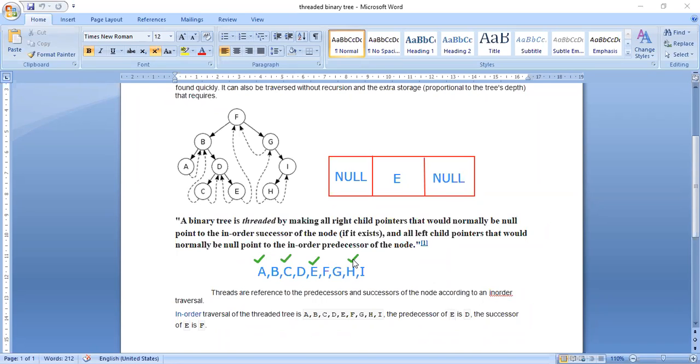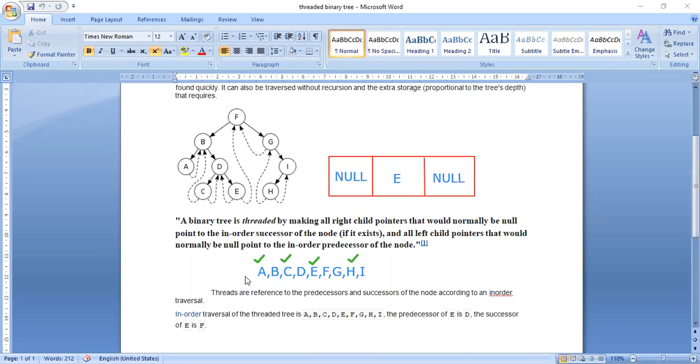H. So the tick marks represent the leaf nodes. Now what he is telling is, in the left null pointer and right null pointer of the leaf nodes, instead of keeping the null value, I will keep the predecessor in the left pointer, and in the right pointer I will keep the successor in the in-order traversal.